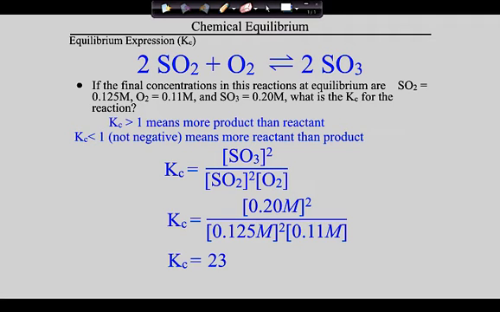A molarity of 0 means none, 0 concentration. You can't have less than none. So these molarities can never be negative, therefore Kc can never be negative. Kc can be bigger than 1 or smaller than 1, but realize we're not saying smaller than 0. So it's either bigger or smaller than 1. You guys good on that?